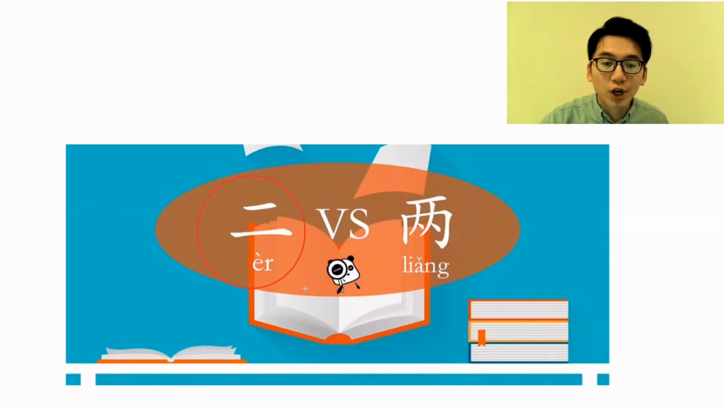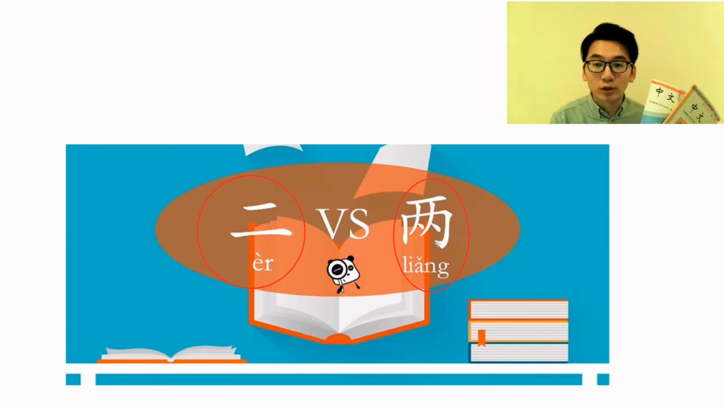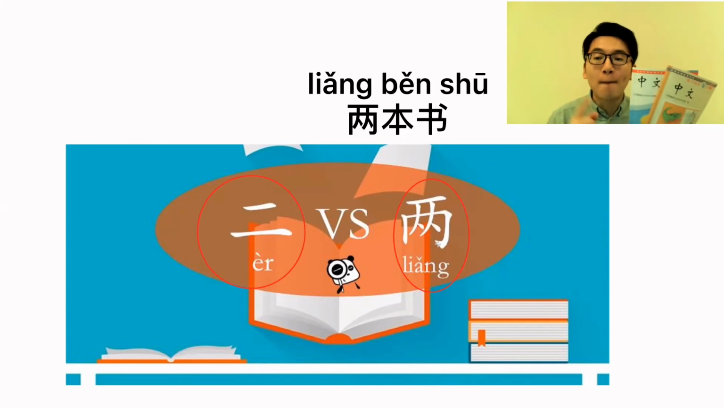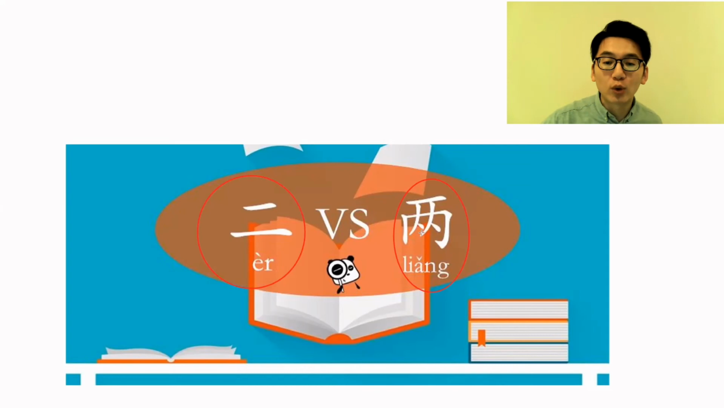这是什么？这是二。这是什么？这是两。The English meaning of both is 2. But what's the difference between 二 and 两? When we count items, we need to use the measure word. With 二, we can't use a measure word. We use 两 with the measure word. For example, if we want to say 2 books, and the measure word for book is 本, we can't say 二本书。We need to say 两本书。So we use 两 with the measure word, and we can't use 二 with a measure word.